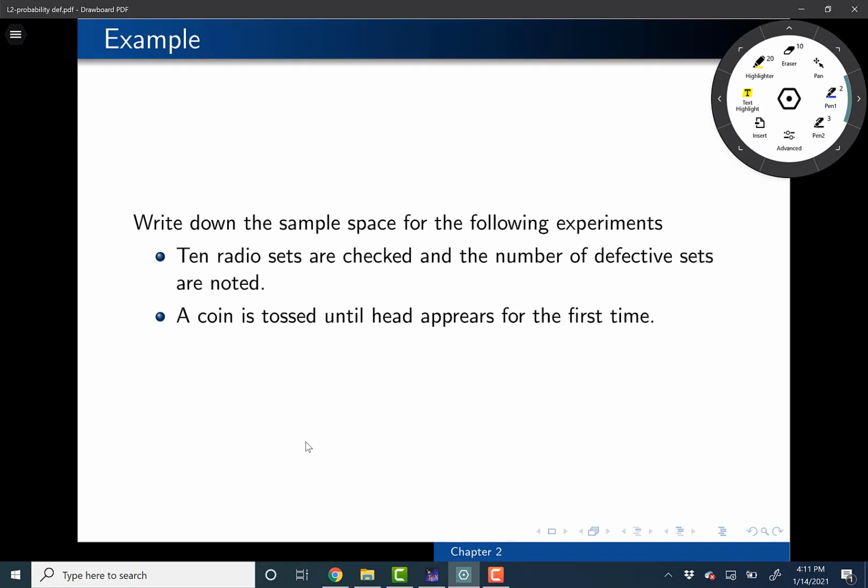Let's take a look at maybe slightly more interesting examples. We have the following experiments. First, 10 radio sets are checked and the number of defective sets is noted. So we're looking at 10 radio sets and our experiment is observing the number of defective sets. What are all the possibilities, or what is the sample space? And the second experiment is that we take a coin and we keep tossing it until head appears for the first time.